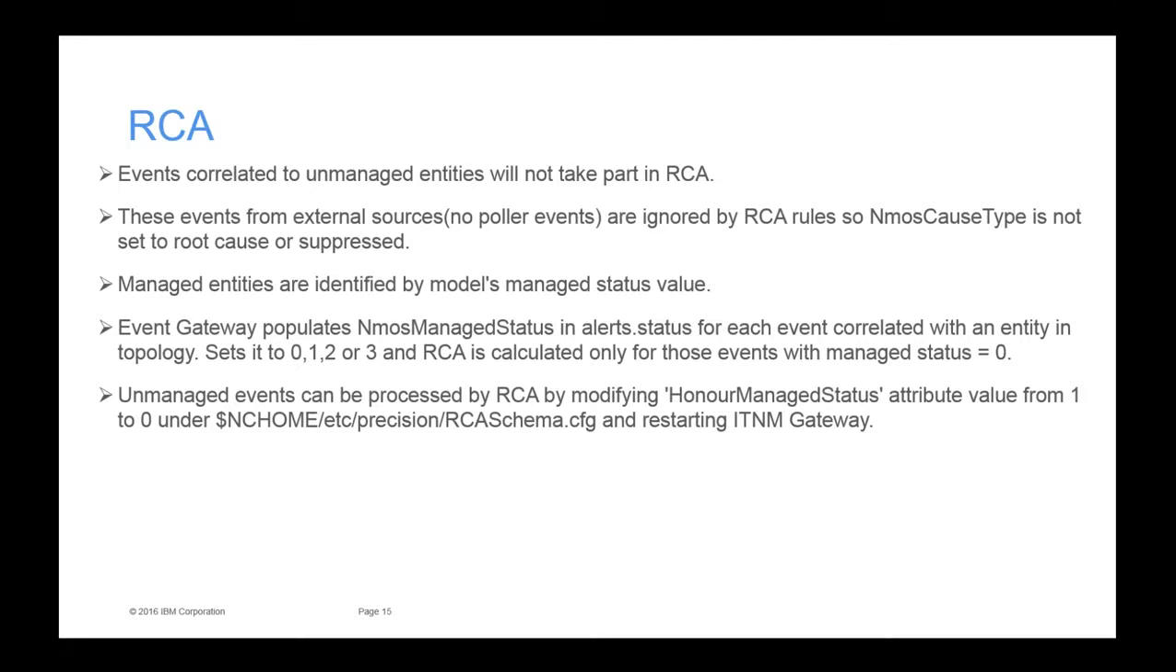In the case where you want to process unmanaged events by RCA, you can modify the unmanaged status attribute from 1 to 0 in the RCA schema.cfg file, and then restart the gateway.